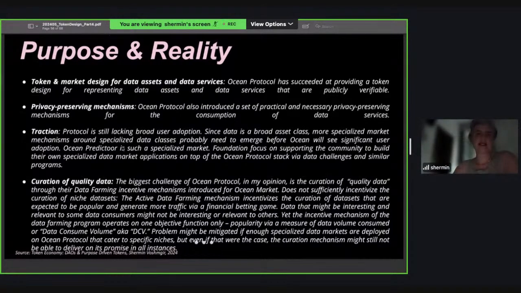over this token design and the token exchange. They've been very successful, I think, also in setting up this data exchange in a privacy-preserving manner. They introduced a set of practical and necessary privacy mechanisms for the provision and consumption of data services in the end. Traction seems to be the biggest challenge.